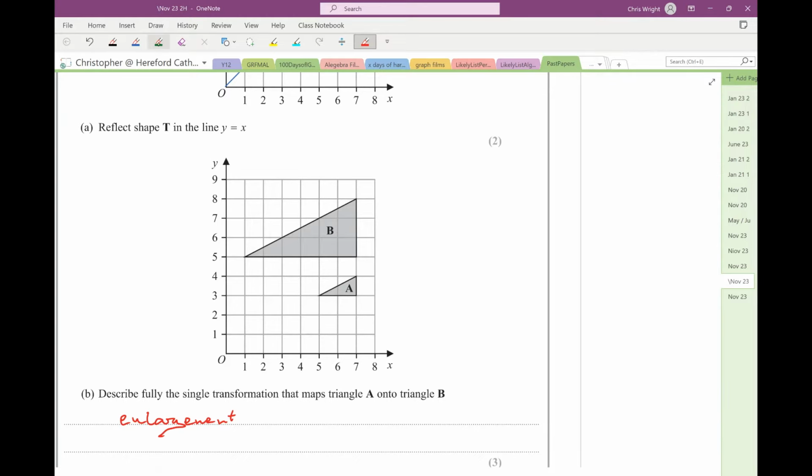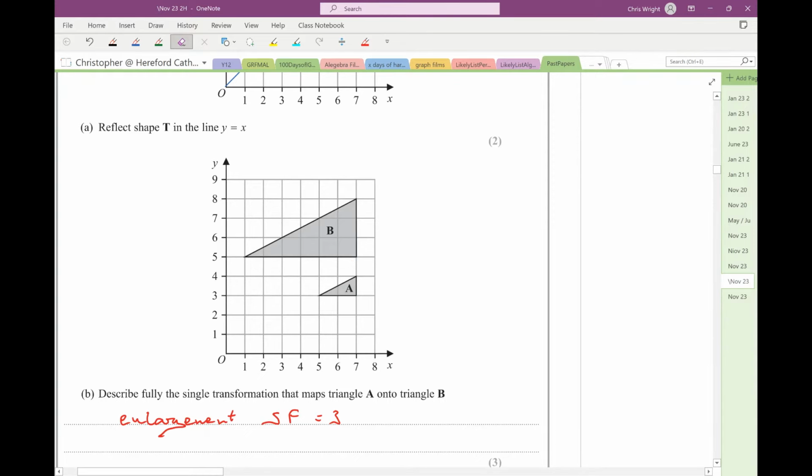Now, to work out the scale factor, let's look at 2 corresponding sides. The base is 2 on A, and on B, the base is 6. So the sides have been trebled in length. So the scale factor is 3. Now, what about the centre of enlargement?